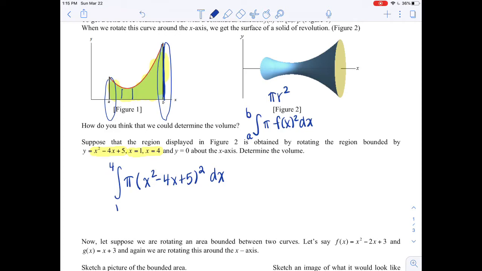Now this is definitely something that's doable if you had to do it by hand, but for today we're just focusing more on the concept of how you set up the integral, and then you can go right ahead and plug this in your calculator.